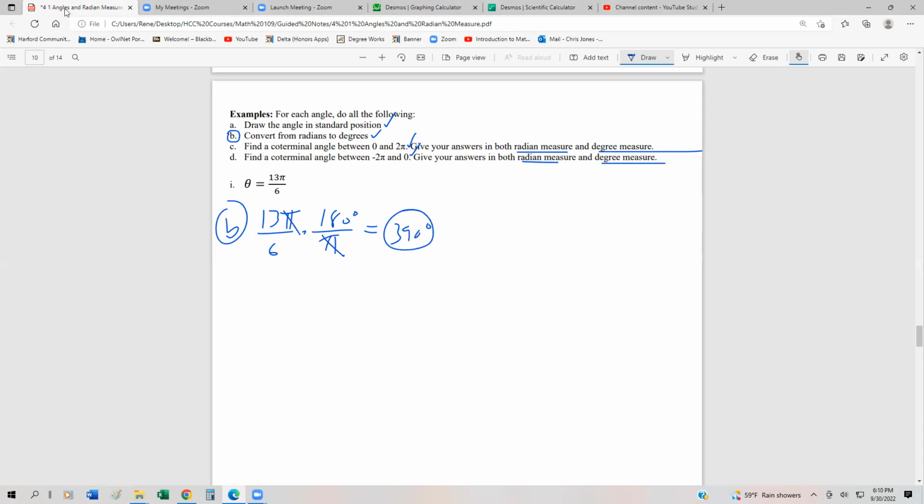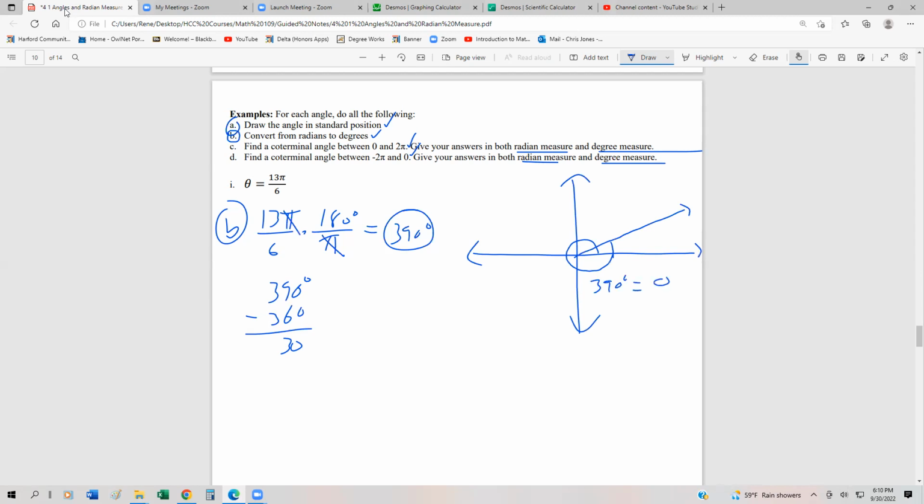And what we can do now is plot that in standard position. Here's our graph. We know one complete revolution is 360 degrees. So we're going to take our 390, subtract 360, and that just leaves us with 30 degrees. So just a little bit more into quadrant 1, and there's our angle. This is going to be our 390 degrees for theta. All right, so that's part A.